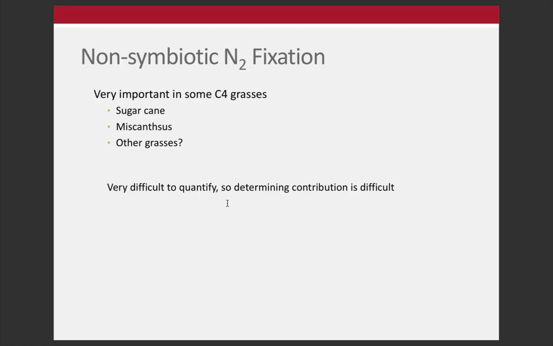The reality is that if you dig into the weeds here, nitrogen fixation methodology is really challenging. It's really tricky, and being able to accurately quantify this is very difficult. So determining total contribution on a mass balance basis is often difficult. But we know that there are definitely examples of non-symbiotic N2 fixation. And when we find a few examples, it's probably not a stretch to think that they exist in a lot more places than what we've found.